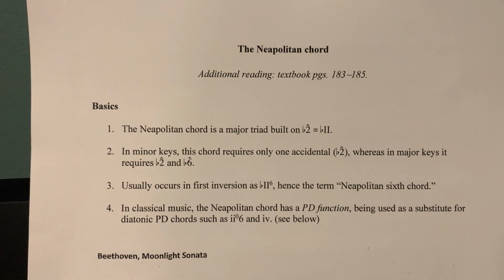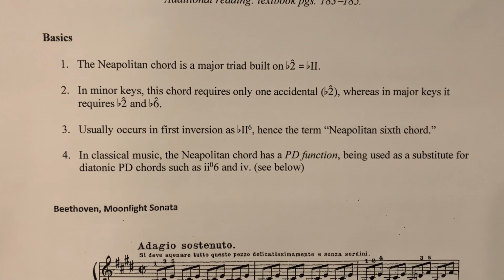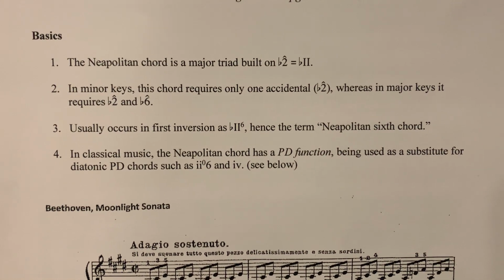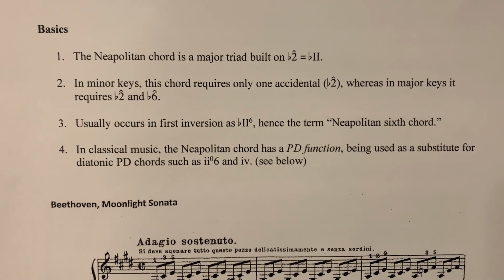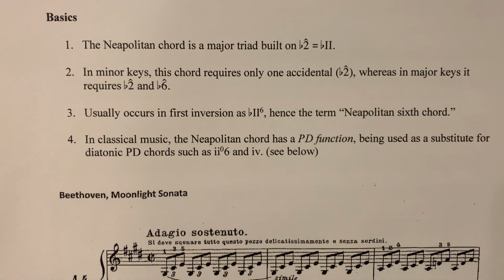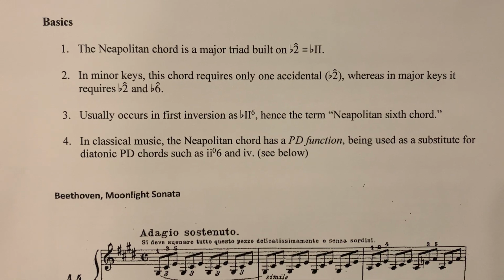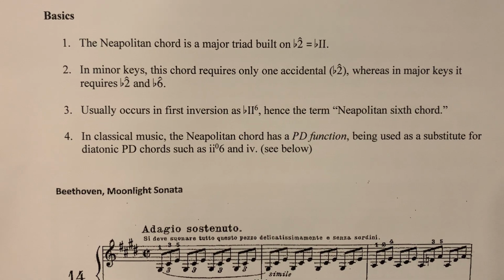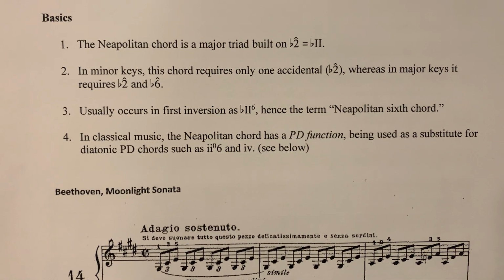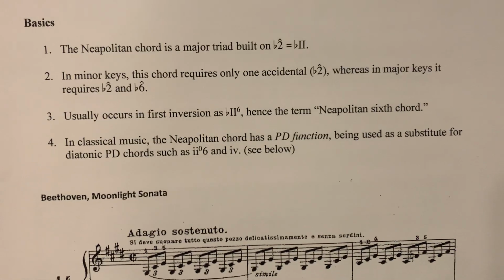So pretty simple. The basics, the Neapolitan, as many of you probably know, is a major triad built on flat scale degree 2. So the Roman numeral is flat 2. Some books give it an N for Neapolitan, but I think it's much better to just put flat 2 for the Roman numeral. So major triad built on flat 2. In minor keys, this chord requires only one accidental, which is flat scale degree 2. So it happens more naturally in a minor key.